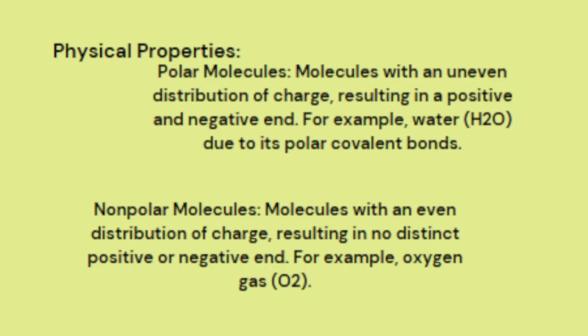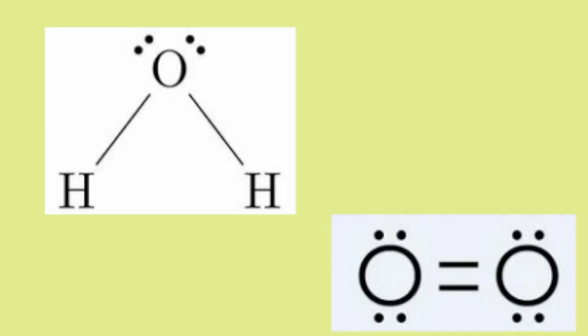The next division of molecules is according to physical property. How do physical properties divide molecules? The first one is the polar molecule and the second one is the non-polar molecule. So what are polar molecules? A polar molecule has an uneven distribution of charge, resulting in a positive and a negative end. For example, water, due to its polar covalent bond. So I take the example of H2O. Here we see H2O, where two types of element make the H2O structure.